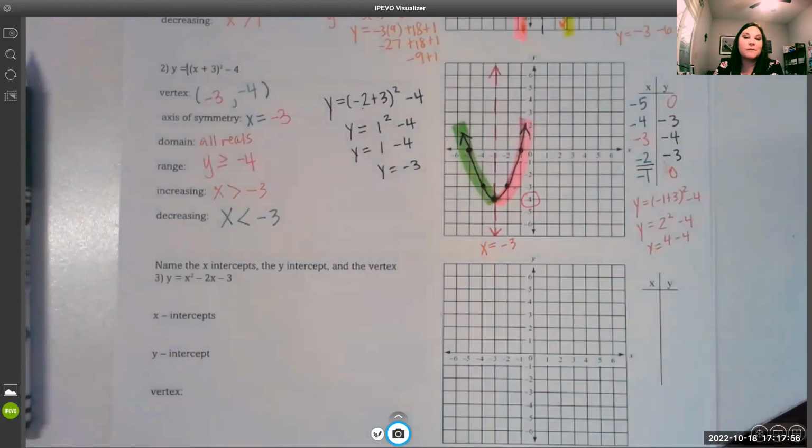This is vertex form. A little bit less plugging in, but a little bit more of remembering the format. Thank you. You got one more.